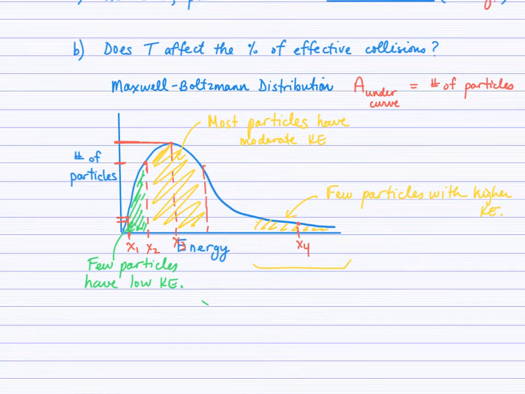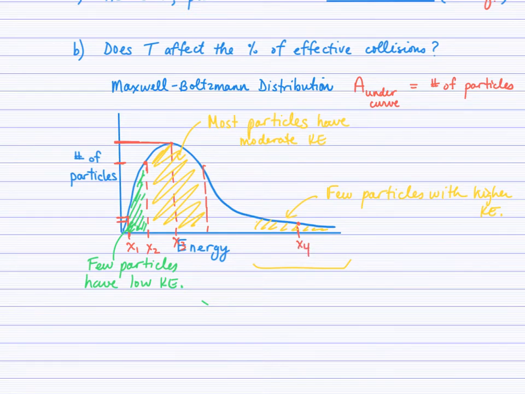Okay, so the basic interpretation to begin with is that the area under the curve tells us about the number of particles. So the total area under the curve of the entire blue section would be representing the total number of particles in the sample. Most of the particles have moderate energies right around here, and a few of them, this is a smaller area, have low kinetic energies, and fewer still have higher kinetic energies.